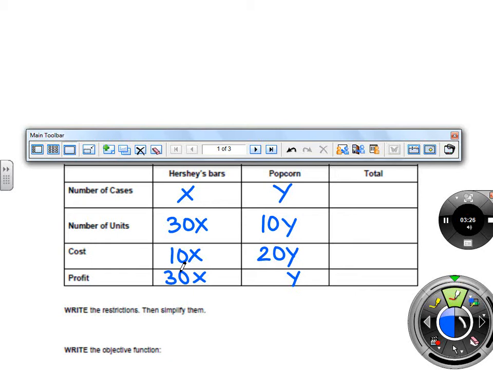Yes? For our profit, wouldn't we instead take away the amount that we're paying for it? Well, the amount that we're going to pay for it is going to show up on our graph as what we can and cannot buy. So it's going to restrict the area that way, and then we're going to test each thing that we come up with from the graph in this profit equation. So it's already going to have taken into consideration the constraints on what we're paying.